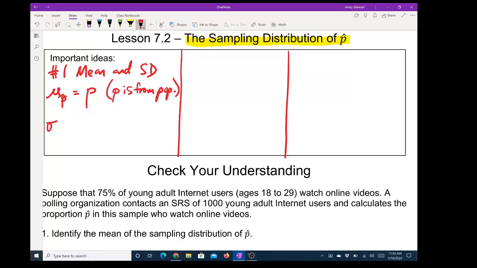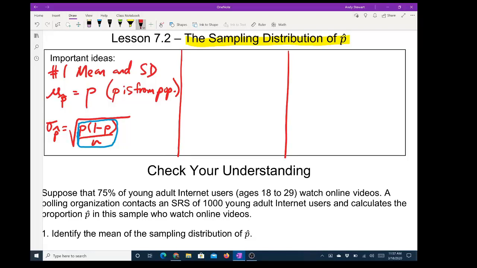The standard deviation of p hat is the square root of p times 1 minus p, over n. When you're doing that in a calculator, because the square root covers the entire expression, either use parentheses or make sure that you press the equal sign after you've calculated this part. You need to get that expression and then take the square root of it.